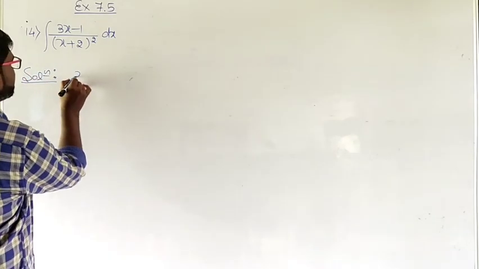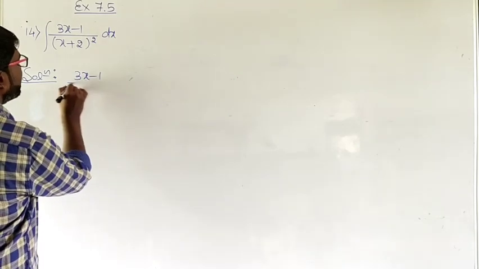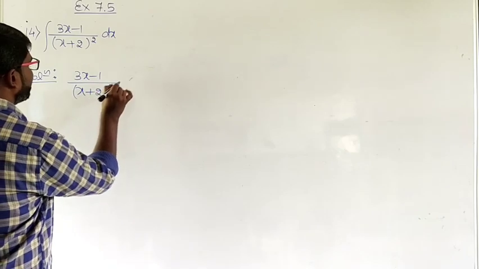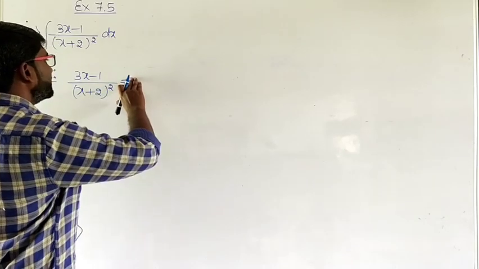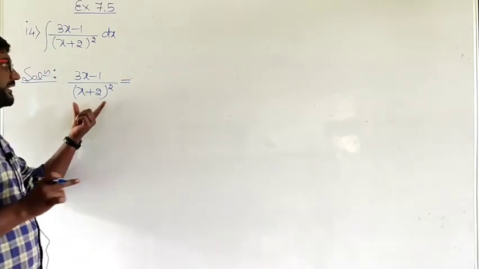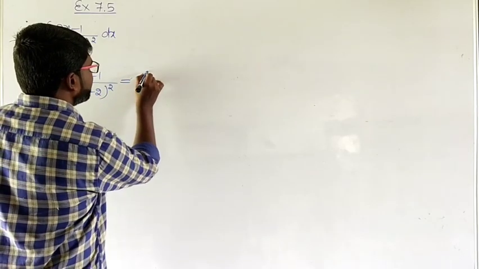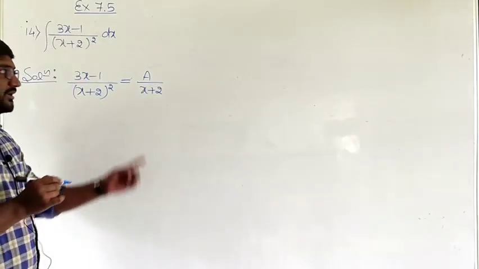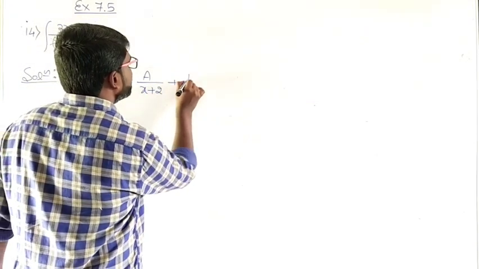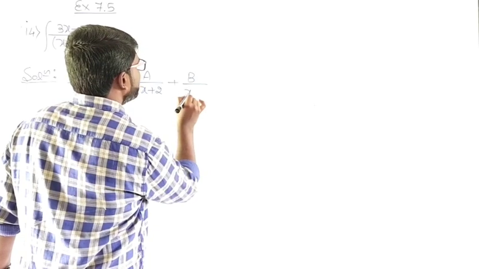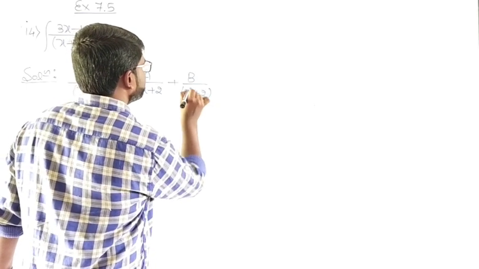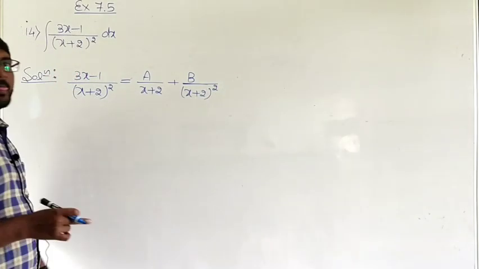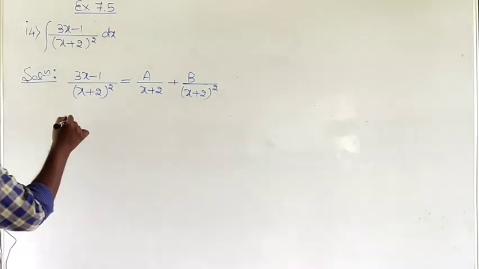So I take (3x minus 1) divided by (x plus 2) the whole square, which is equal to... Here the factor is repeating, so we have to write a divided by (x plus 2) plus b divided by (x plus 2) the whole square. Now let us go for taking the LCM.